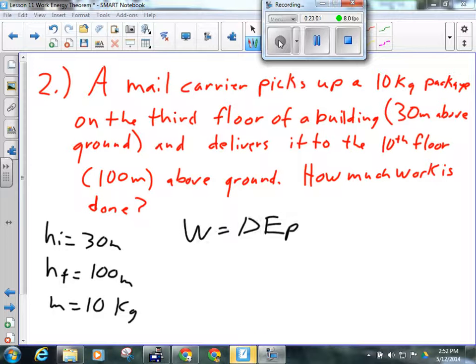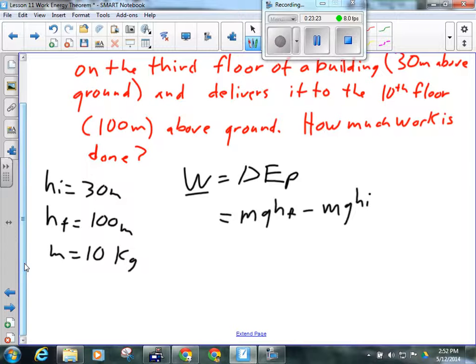I don't need to put the force times distance in here this time. It doesn't ask me for either one of those. It only asks me for work. So all I have to do is subtract the initial potential energy from the final potential energy. So that's going to be m times g times hf minus m times g times hi. Okay, work is a change in energy. Everybody follow me on that one? Okay, follow the reasoning there.